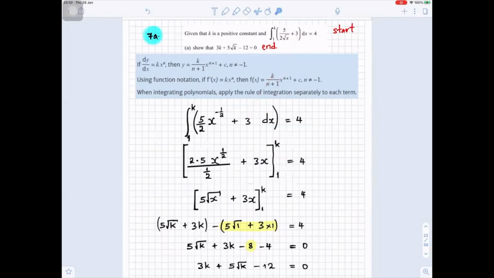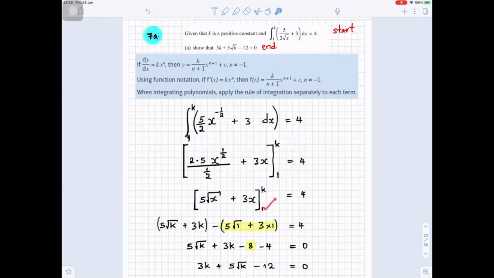So integration says add 1 to the power. Minus a half plus 1 would give you a half. And you divide by that power. So you get x to the half divided by a half. And 5 over 2 is the same as 2.5. So 2.5 divided by a half, when you divide by half, it's like double it. 2.5 times 2 is 5. And then the x to the half is same as square root of x. And when you integrate 3, you just add an x, so it becomes 3x.